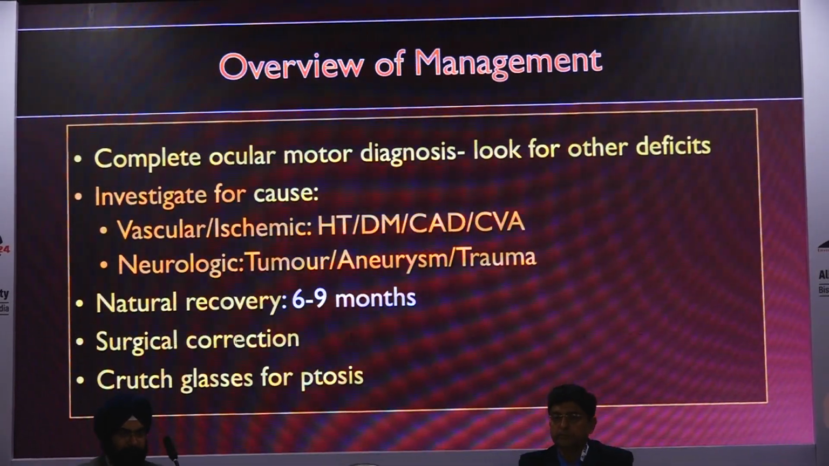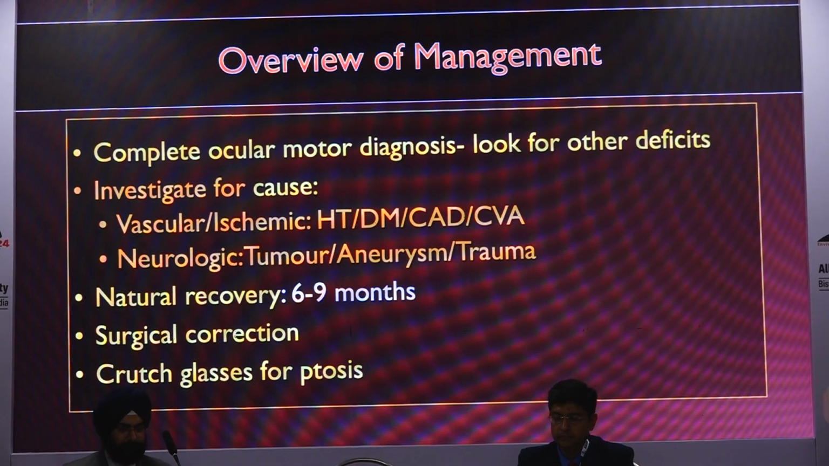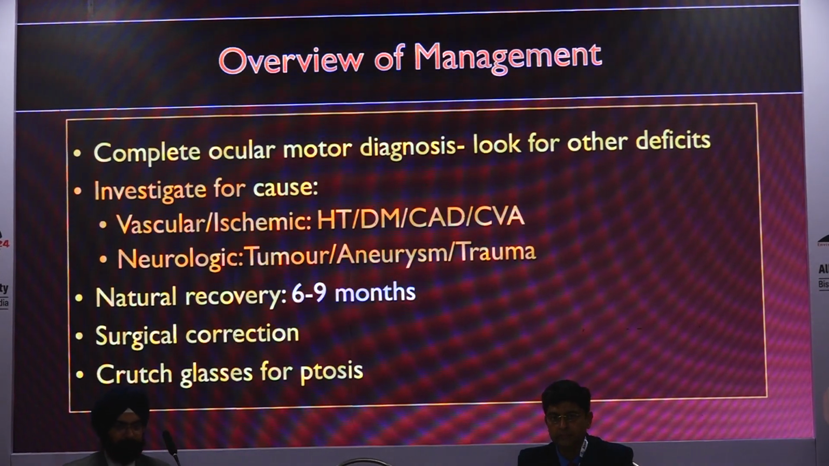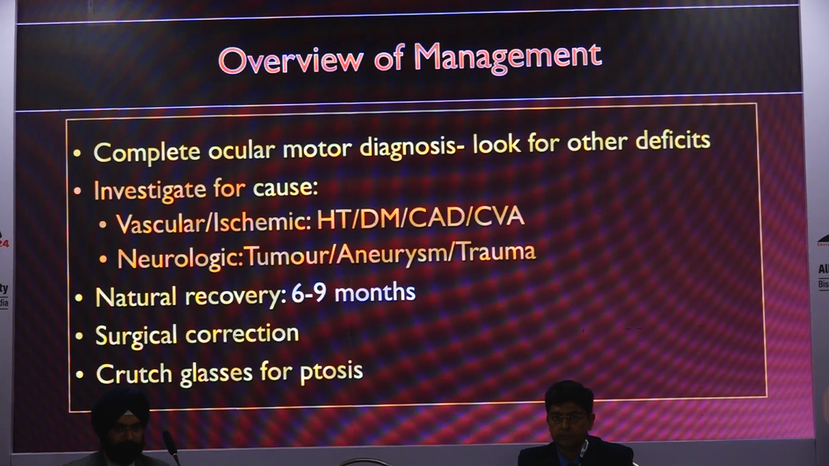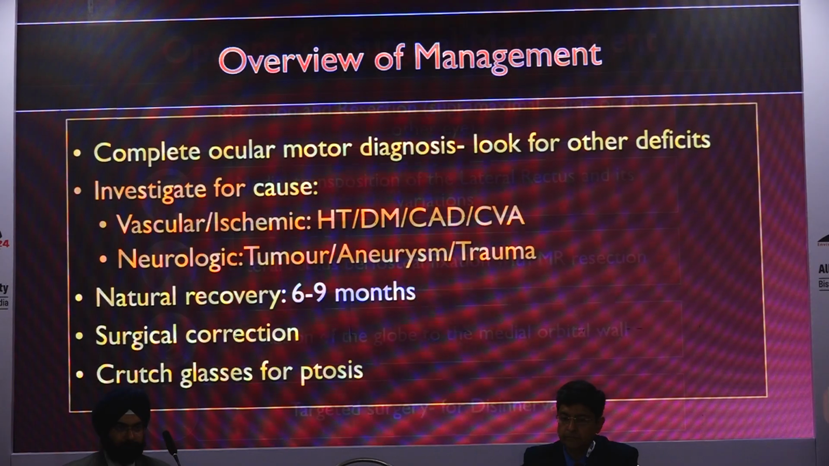So it is important to establish a complete ocular motor diagnosis, and we need to look for deficits of the fourth cranial nerve, the sixth cranial nerve, and the fifth cranial nerve. Investigate for the cause of palsy, and allow 6 to 9 months for natural recovery of the palsy before planning a surgical correction.